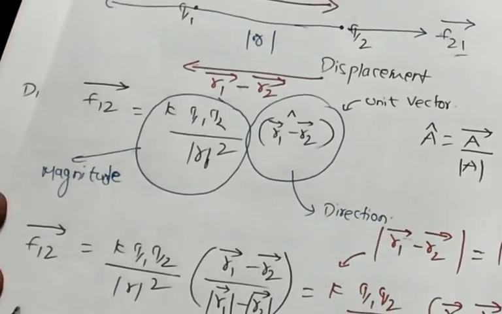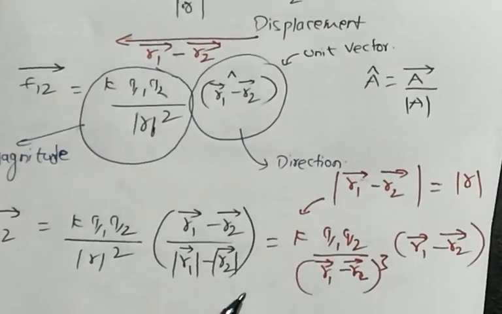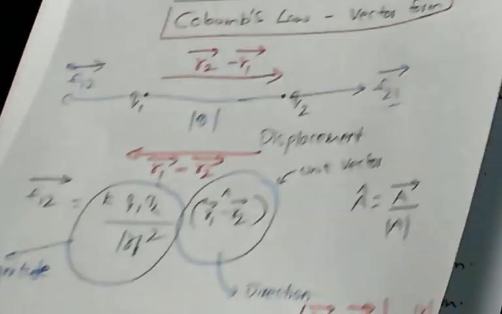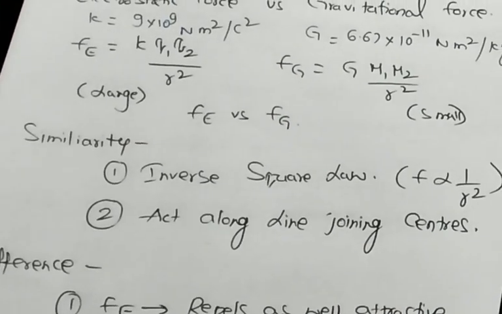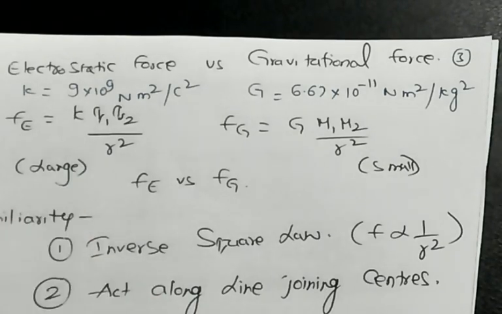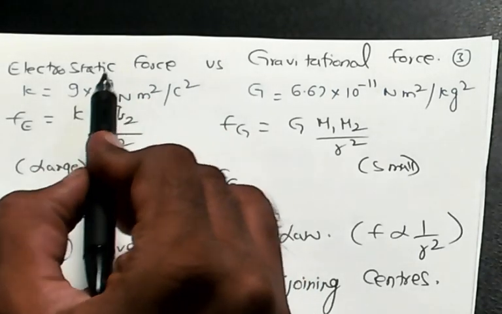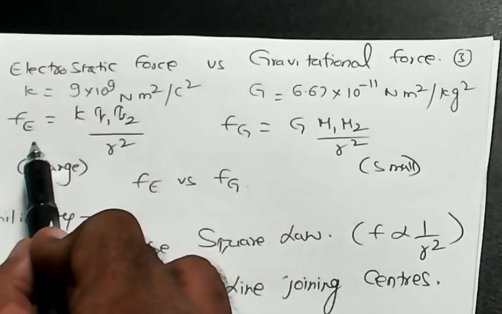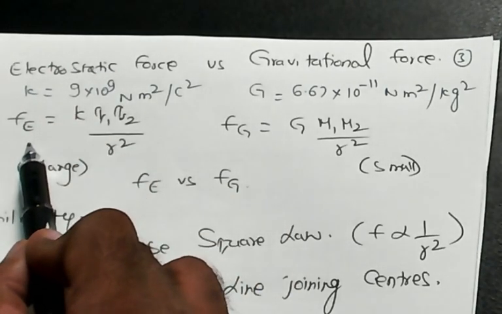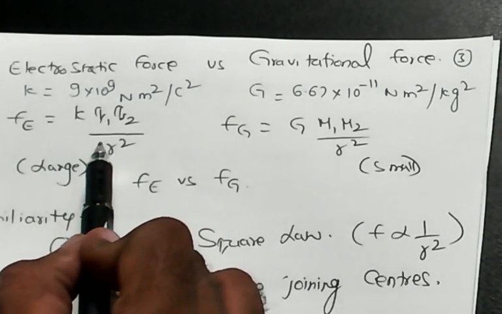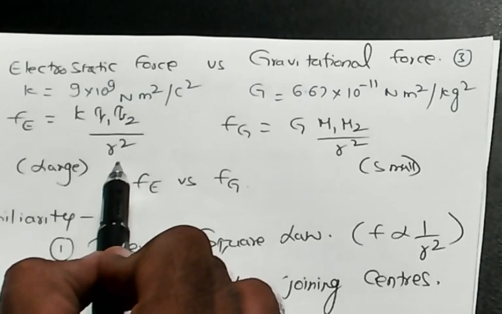Now you also know how to write F21 in a similar way, how to represent it vectorially. Now you know that very well. Now let us talk about two important forces here. One is the electrostatic force. What is the equation of the electrostatic force? FE is equal to K into Q1 Q2 by R square. You are sure about it, right?